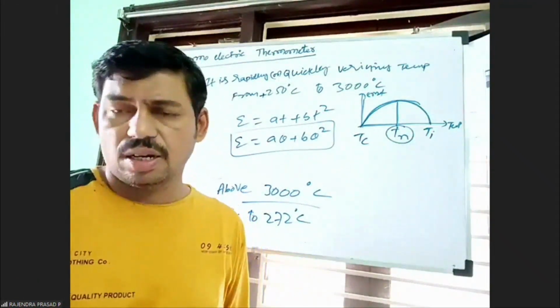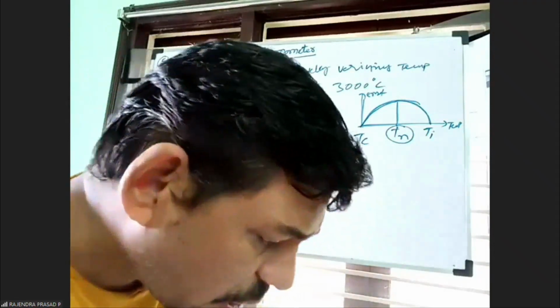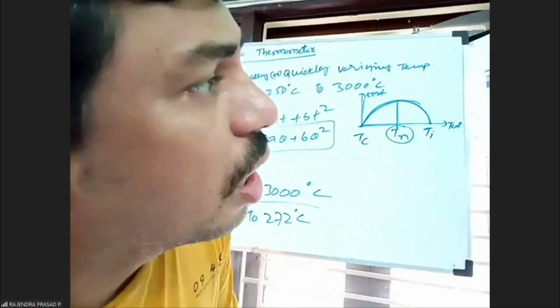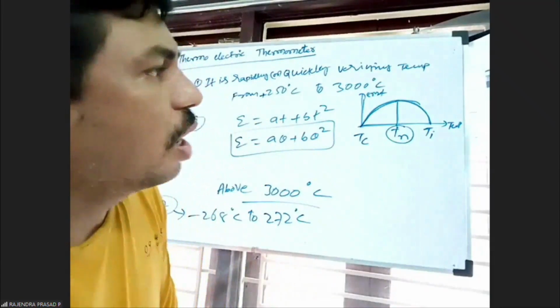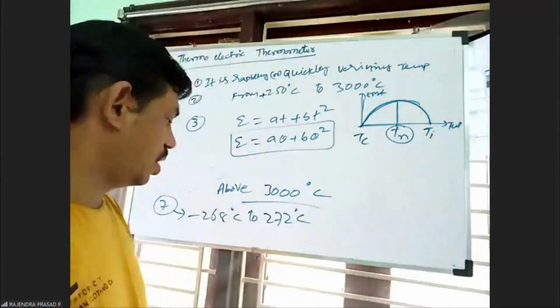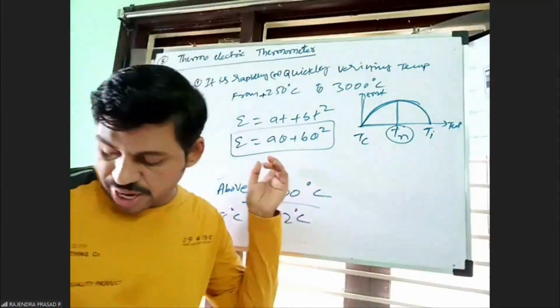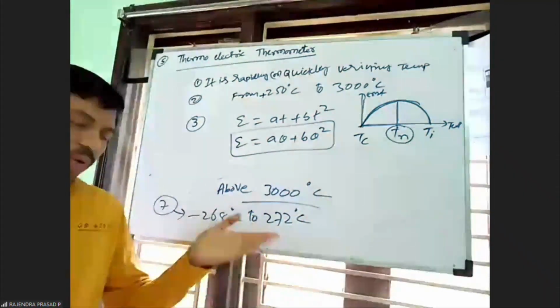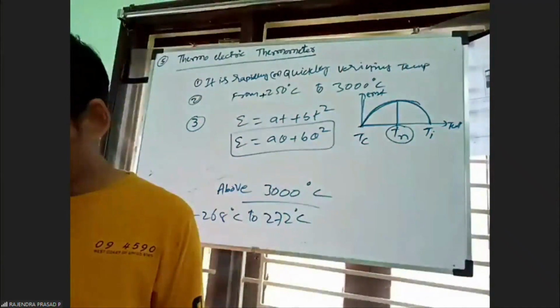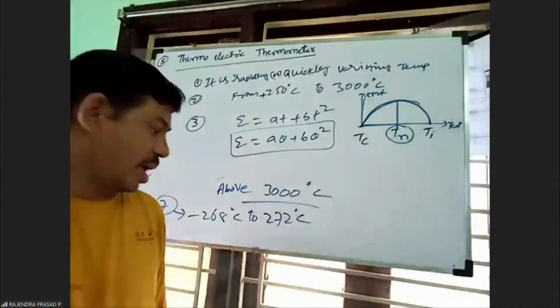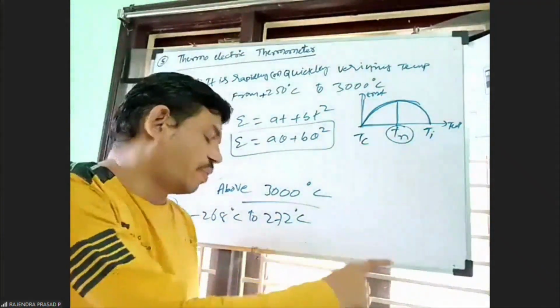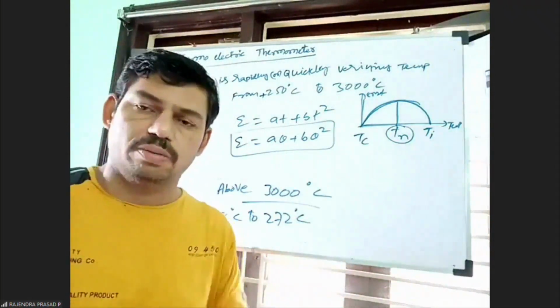So what can be used to measure above 3000 degrees Celsius, sir? Which thermometer is used to measure above 3000 degrees Celsius? Radiation thermometer. Last one is vapor pressure thermometer. Vapor pressure thermometer only minus 268 degrees to 272. It is a very low temperature.